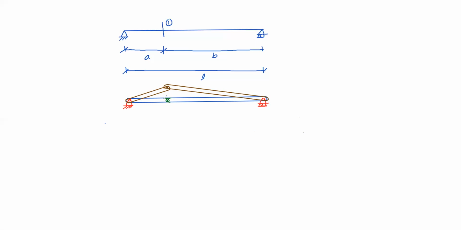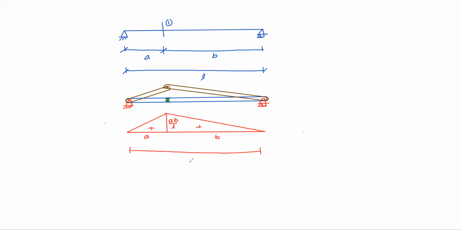Like this. That means the shape we got already. So finally, the ILD is like this. This is A, this is B. So this height is AB by L. Okay, positive.